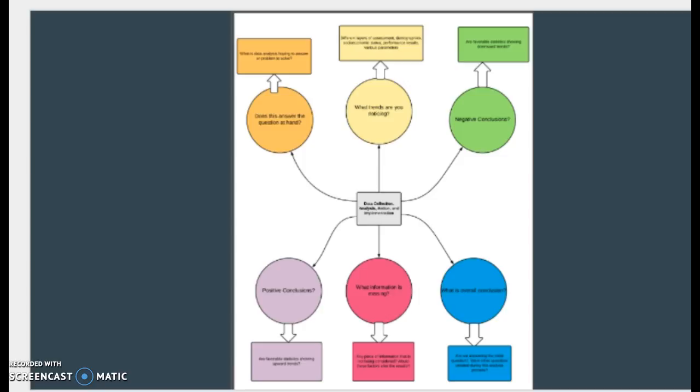And what is the overall conclusion? Are we answering the initial question? Were other questions created during this analysis process?